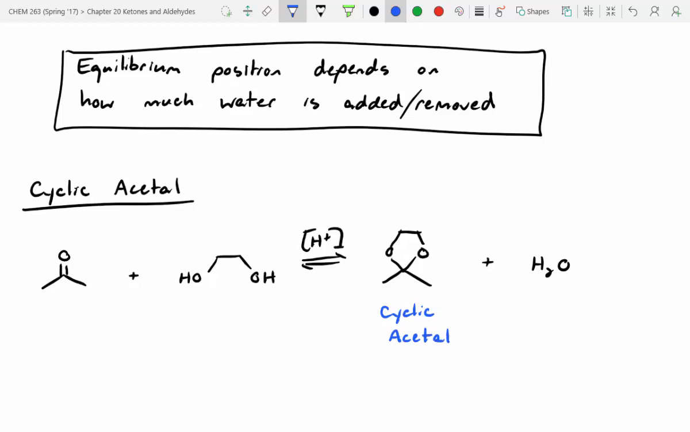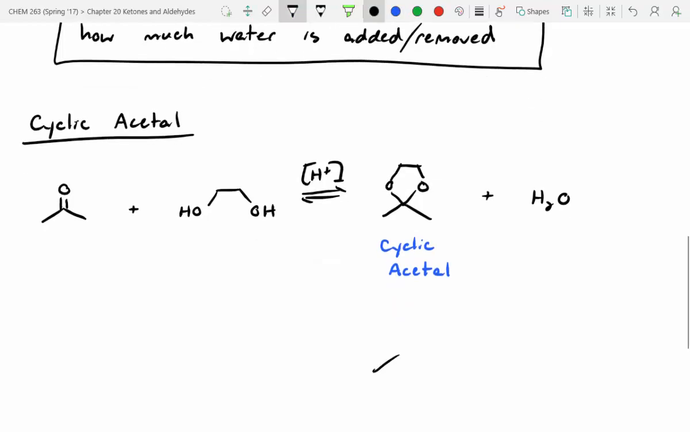I've got a question for you guys, though, that's a little bit more abstract. Why does it form a ring system as opposed to having 2 of your diols attack in? So what I'm asking is, why do we get this? Instead of something that looks like this. Does anybody have an answer for that? Prettier? It's easier to draw?